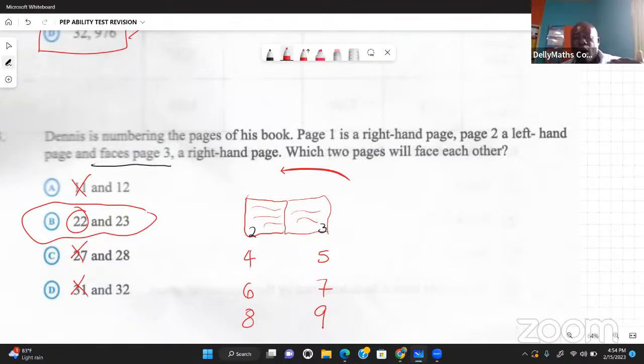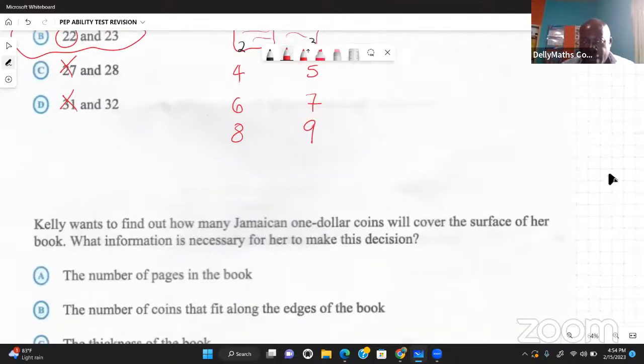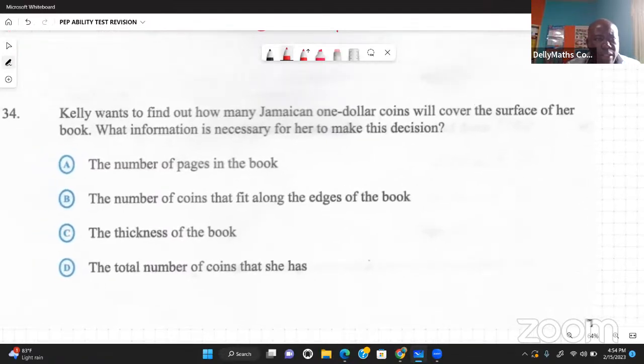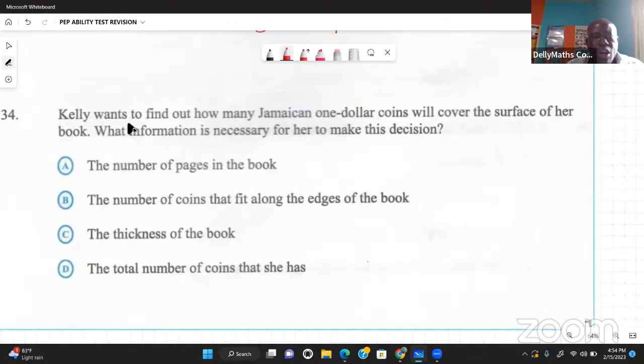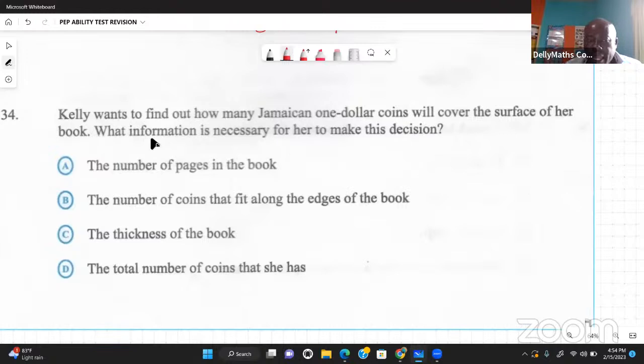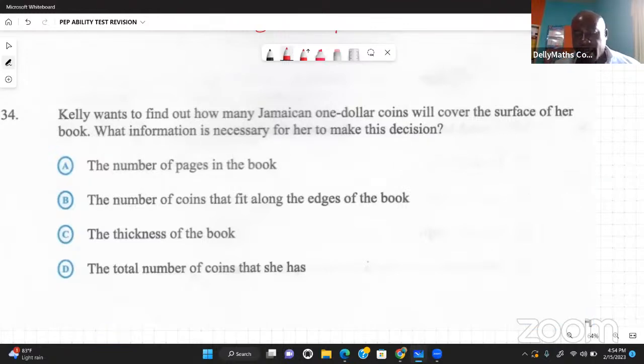Sometimes what you want to do is just take your time, look for a unique pattern, and then check the answers. All right, let us see this one. This is 34. It says that Kelly wants to find out how many Jamaican $1 coins will cover the surface of her book. She wants to know that. How many? What information is necessary for her to decide? In other words, if this is the book, if this is like the cover, right?